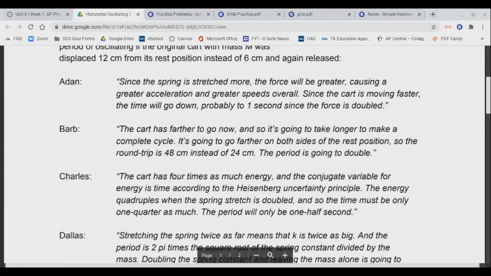And just as soon as I read that, I'm thinking this kid has watched too much Big Bang Theory and he's trying to flex on everybody, throw out enough terms so they'll just assume he's right. The energy quadruples when the spring stretch is doubled, and so time must be only 1/4 as much. The period will only be 1/2 second. So if we don't know, we might want to set Charles aside and just say, maybe, I'm not sure. Or we can just say, look, this guy's just flexing with a bunch of words, whatever, let's put him aside. Let's see what Dallas has to say.